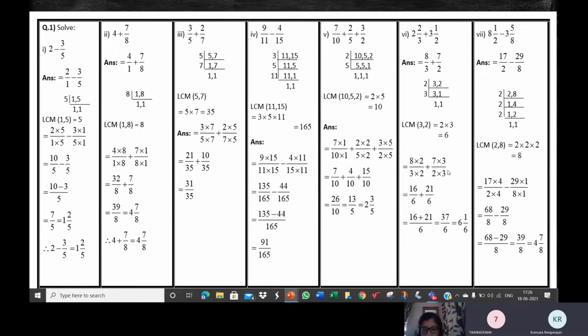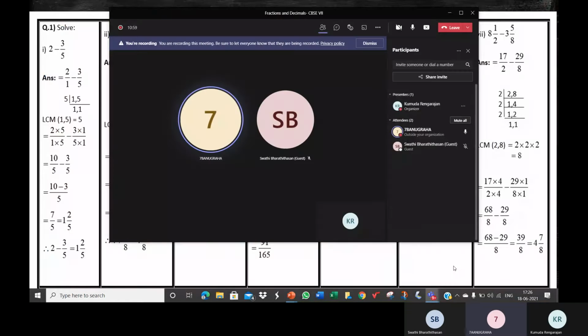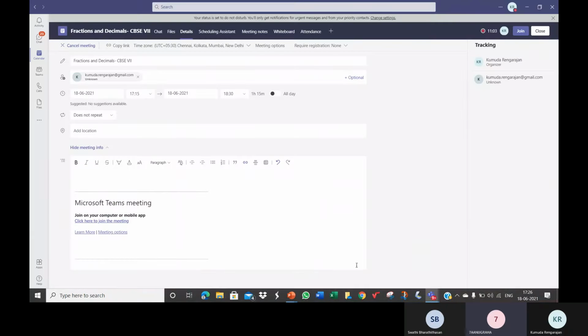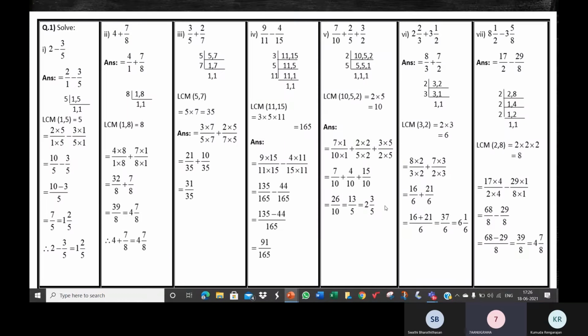Ma'am, we have to multiply. Why do we multiply the numerator and denominator by 2? Ma'am, because we need a denominator of 6, so we have to multiply. If we multiply the denominator, we also have to multiply the numerator.